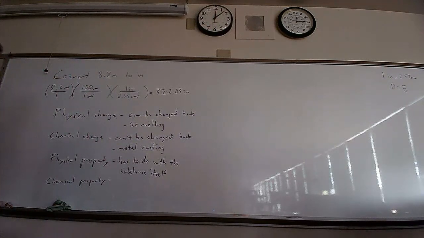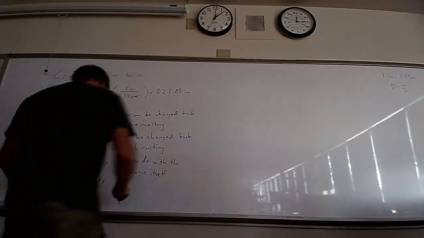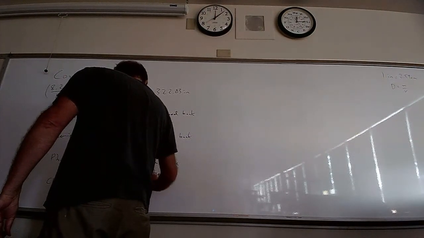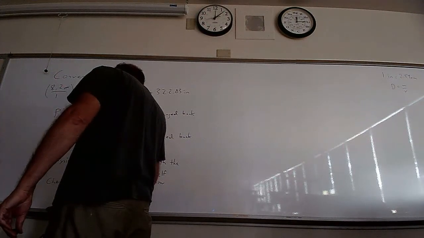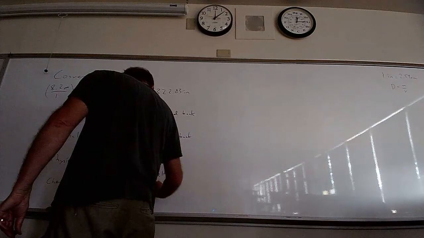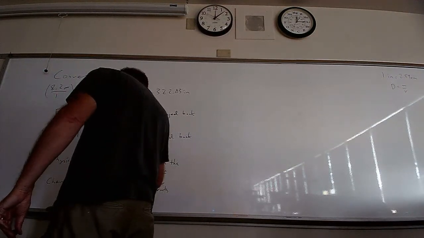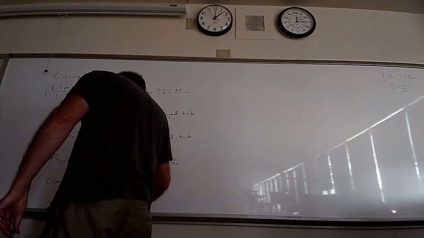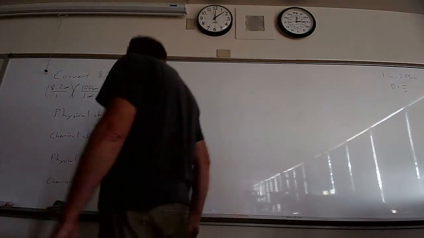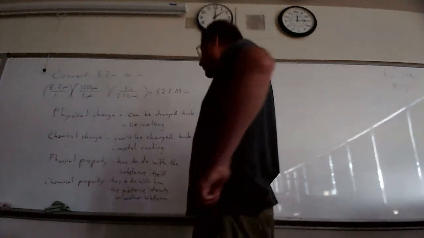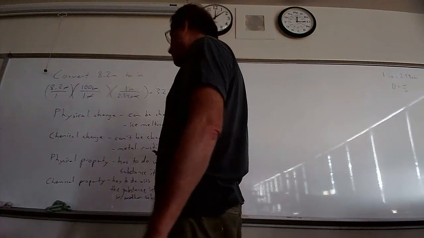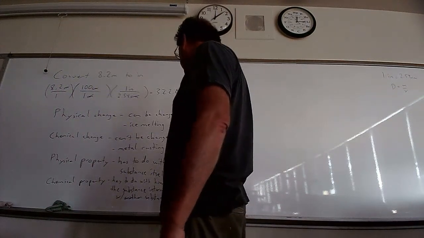Chemical property, let's say, has to do with how the substance interacts with another substance. Oh, brother, I don't know if you can read that. Okay, so chemical property has to do with how the substance interacts with another substance. And a physical property has to do with the substance itself.